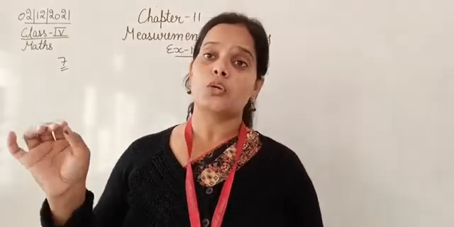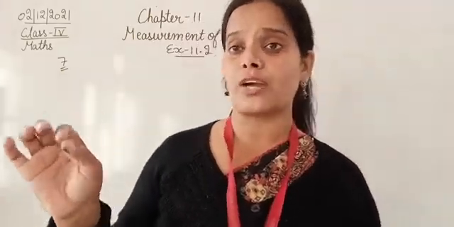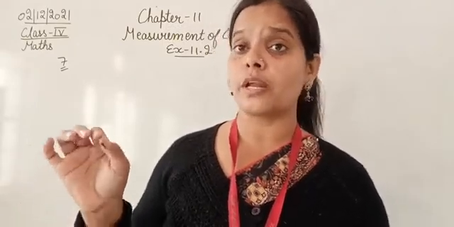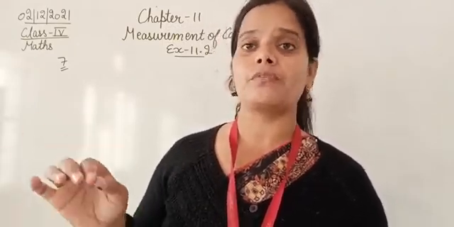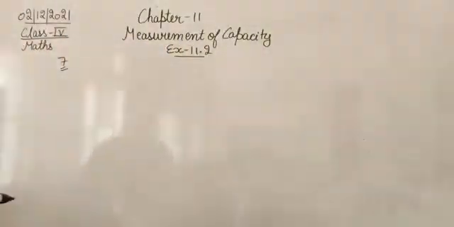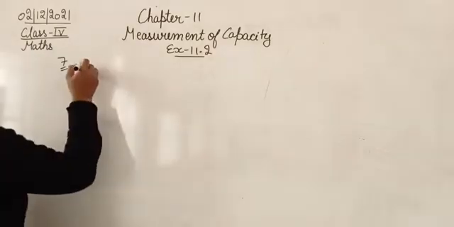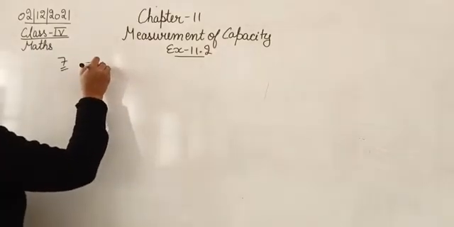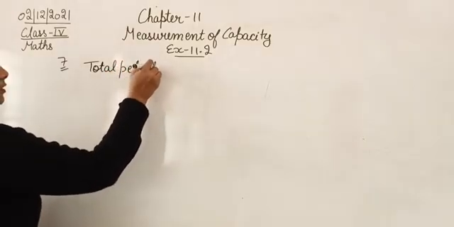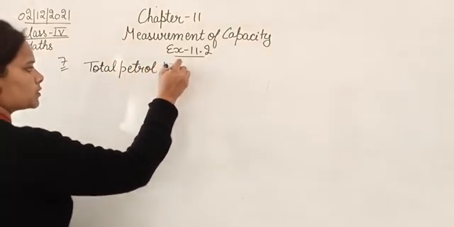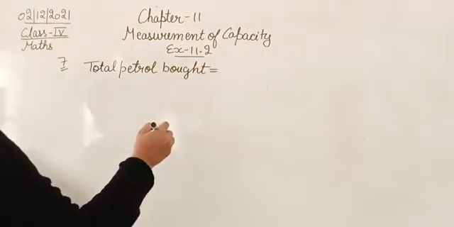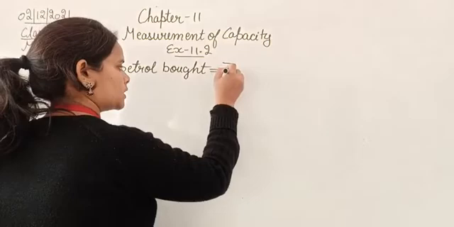So the fraction of the petrol used is given. First of all we need to find out the number for the fraction, and then we will find out the petrol left. So write down, total petrol bought is equal to 30 liters.